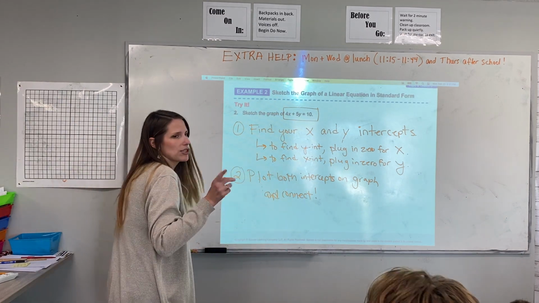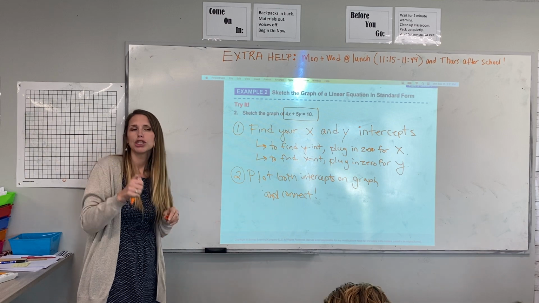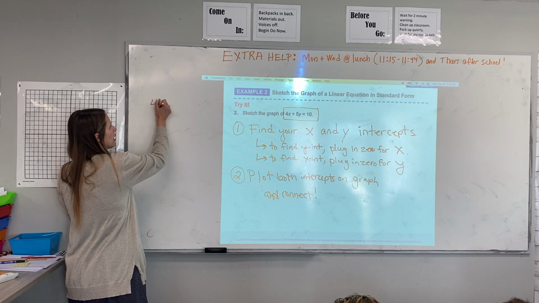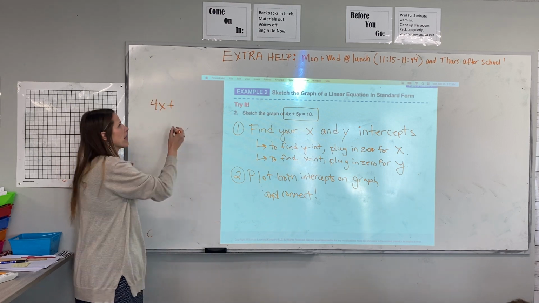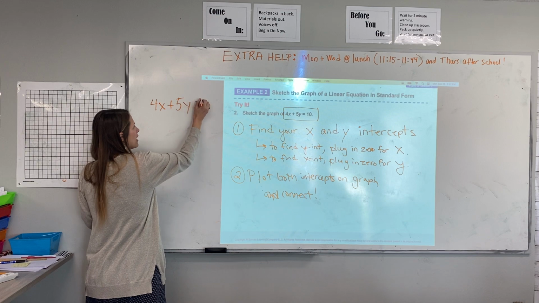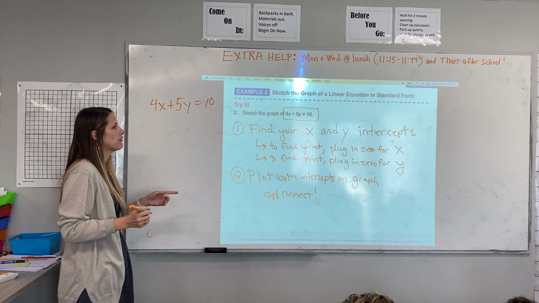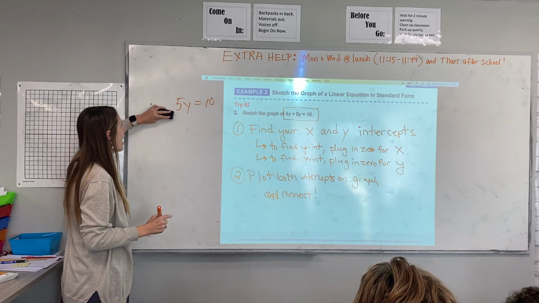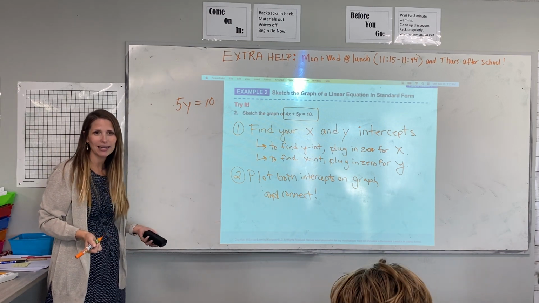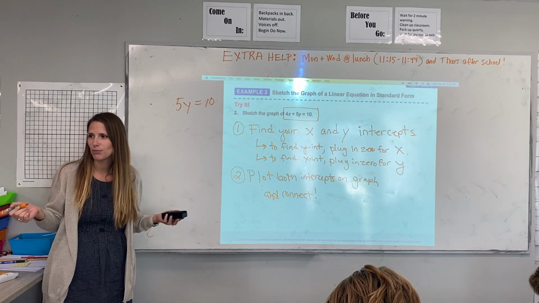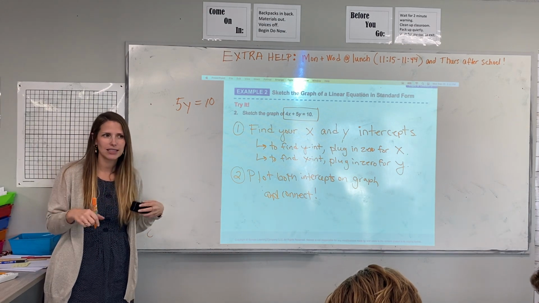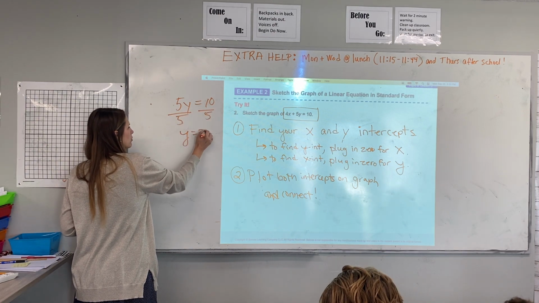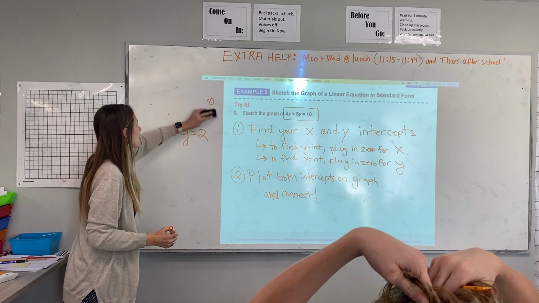Okay, I only have 1 minute, so I'm going to do this for everybody who's having trouble. Look up here, please. 4x plus 5y equals 10. To find your y-intercept, plug in 0 for x. What happens? It goes away, because it multiplies times 0 and it's gone. Then you divide by 5, and you get y equals 2. So that's your first one.